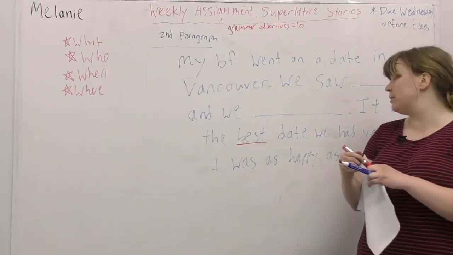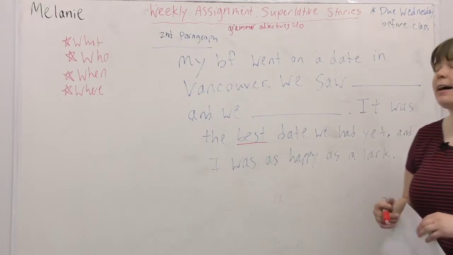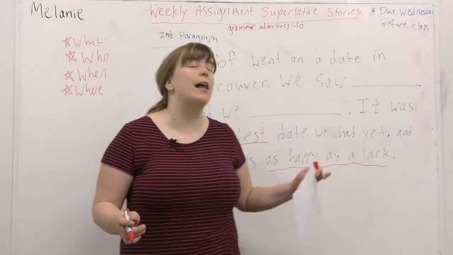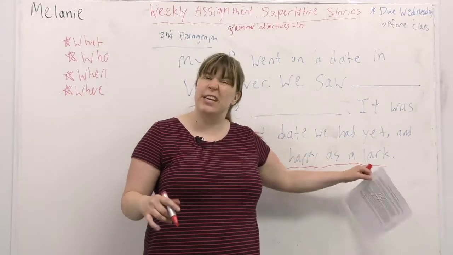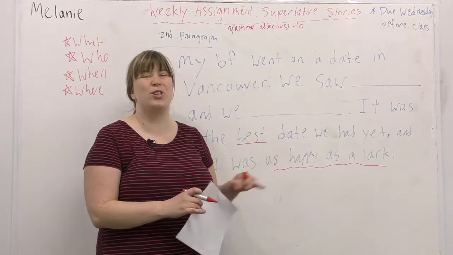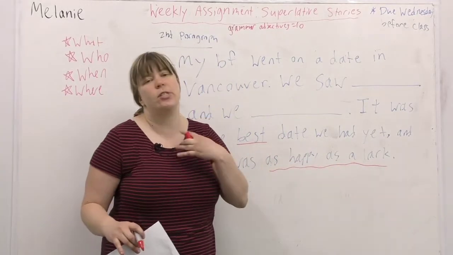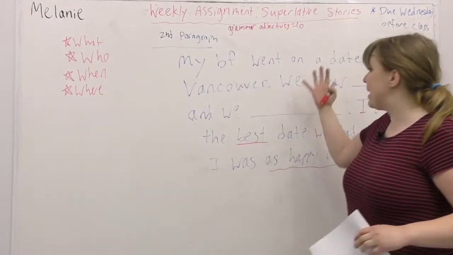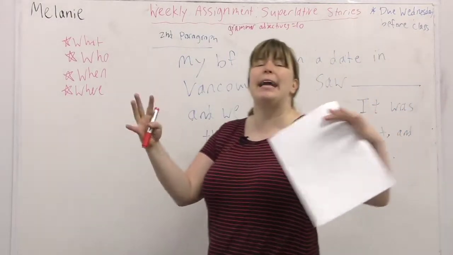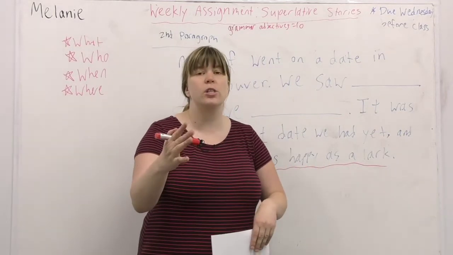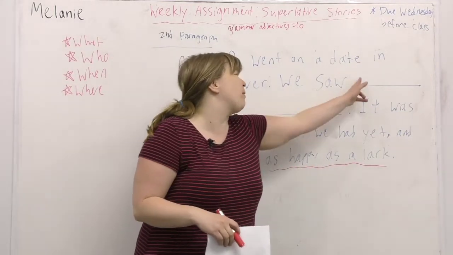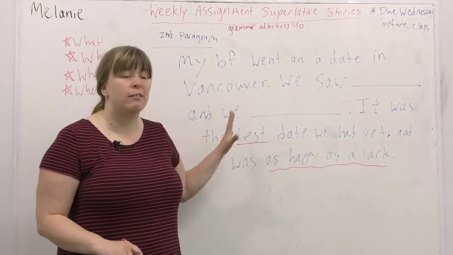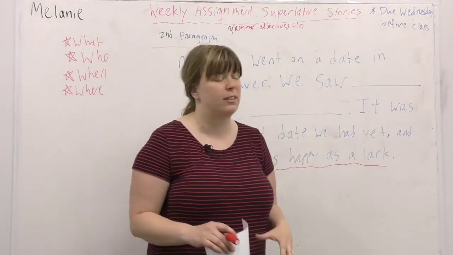Okay, so we didn't explain this simile earlier, but basically this means to be very happy. A lark is a type of bird. I don't hear this idiom super often, so don't worry about memorizing this. This is just what I put in my story for you today. Okay, so that is my second paragraph. Again, I kept it short. Yours, obviously don't do that. Please try to make it a bit longer. This is just a very brief example.